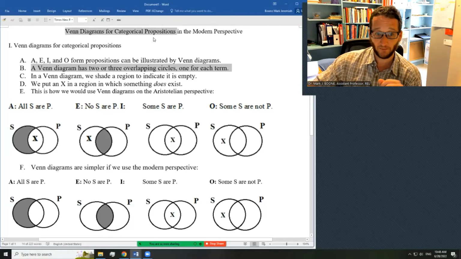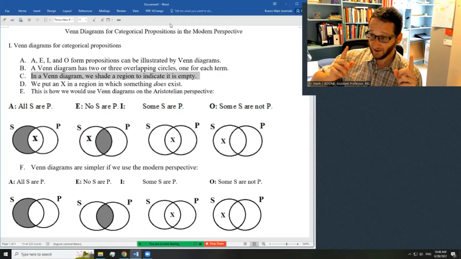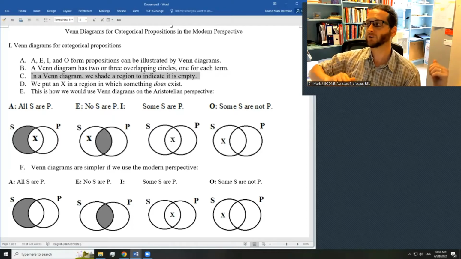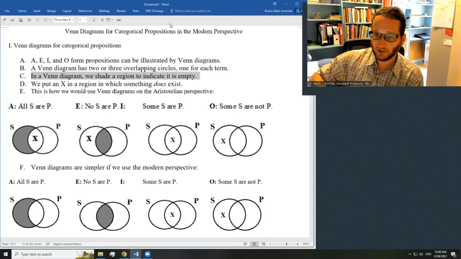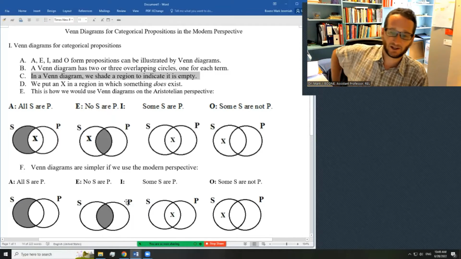We're learning the basics right now. And in a Venn diagram, you shade a region to indicate it's empty. Shading does not indicate fullness, it indicates non-existence. Remember that. That's crucial. This is one of the more natural mistakes in the use of categorical logic, to think that shading indicates fullness. You're filling in a category, therefore the category is full. No, the category is completely empty. If you've shaded a region, that means there's nothing there, but you put an X in a region where something does exist. And if you're thinking, well, what about a region that is full? The answer is, I don't know, it doesn't matter. It doesn't come into categorical logic.